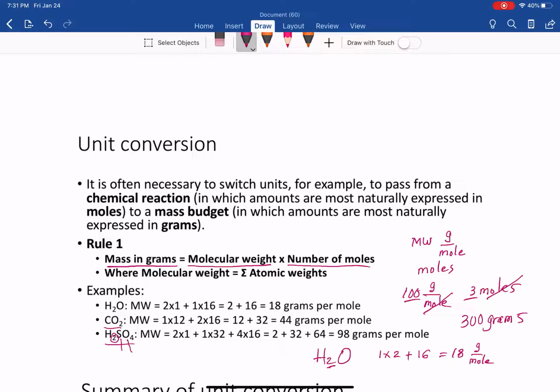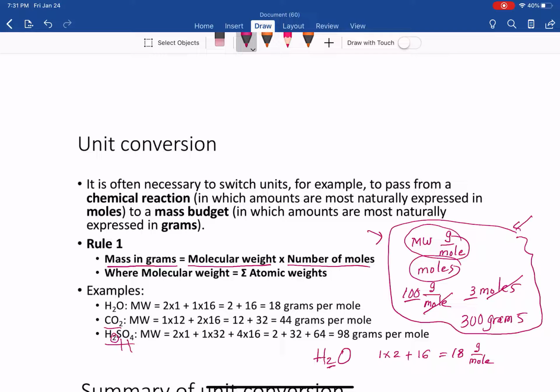So there will be a problem in quiz number 3 on this. I'll give you the molecular weight, I'll give you the number of moles, and I'll ask you, simply, you don't have to do a lot of calculation, it's only multiplying. But be careful. If I give you the number of moles and the mass in grams, you can find the molecular weight easily, right? So this is going to be in quiz number 3.